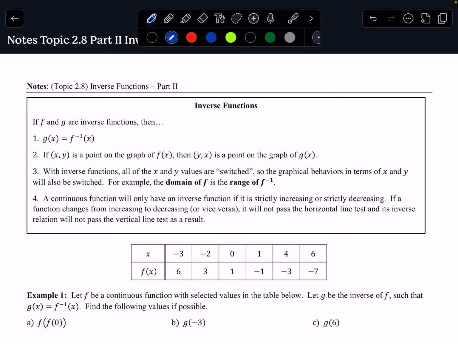All right, so this is Mr. Walker, and we're going to continue with the 2.8 notes. This is part 2 of those notes, and again, it's on inverse functions.